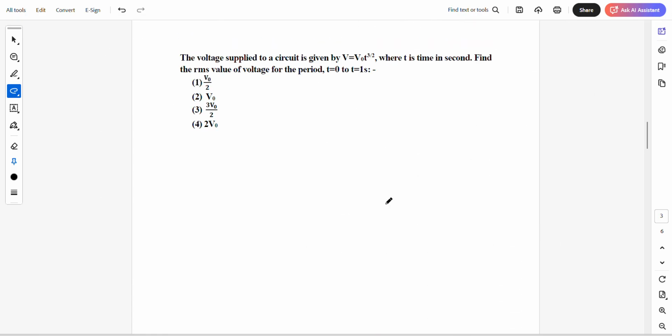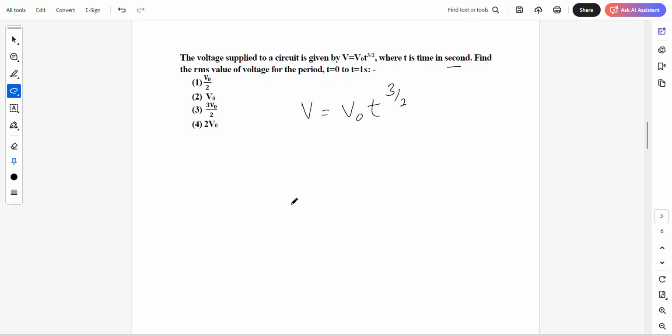Let us do the next sum. The voltage supplied to a circuit is given by V is equal to V naught t to the power of 3 by 2, where t is time in seconds. Find the RMS value of voltage for the period.